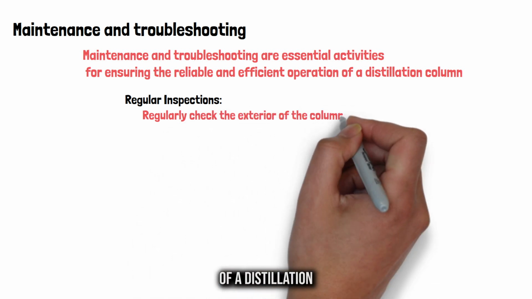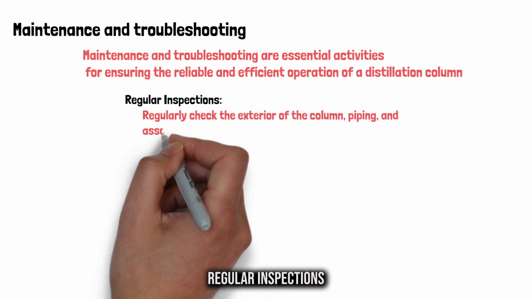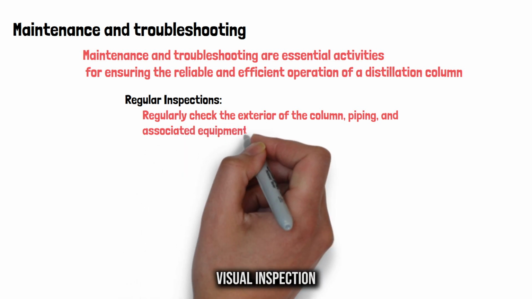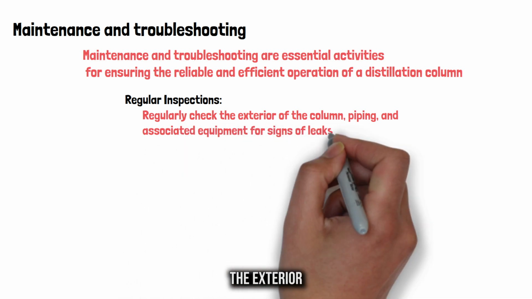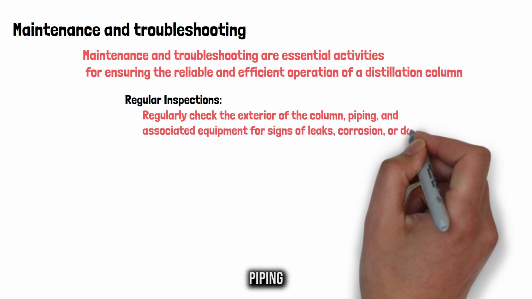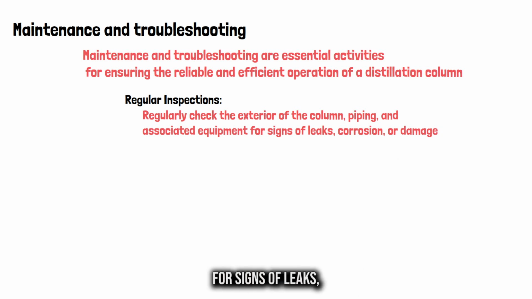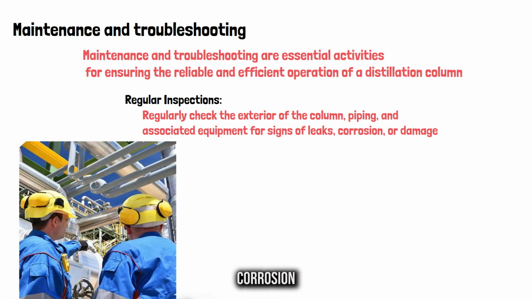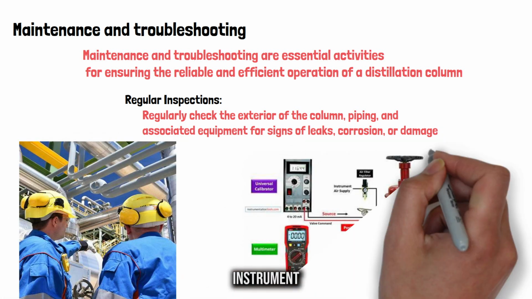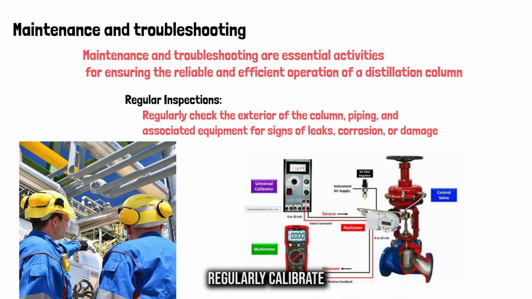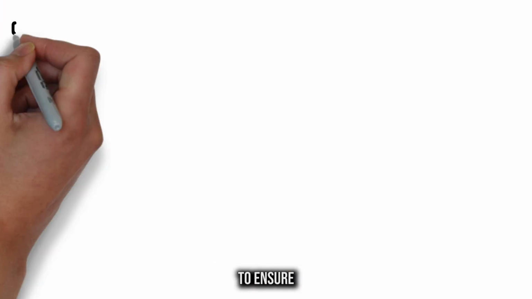Maintenance of a distillation column. 1. Regular inspections. Visual inspection. Regularly check the exterior of the column, piping, and associated equipment for signs of leaks, corrosion, or damage. Instrument calibration. Regularly calibrate and test all instrumentation, including temperature, pressure, and level sensors, to ensure accurate readings.